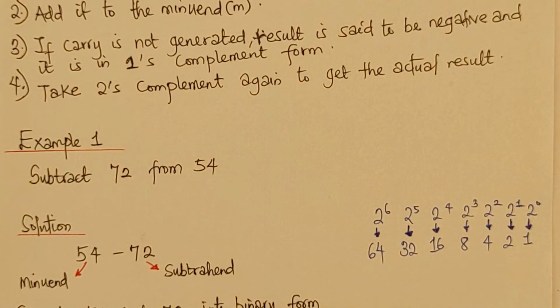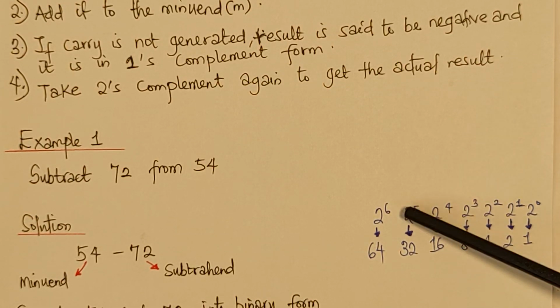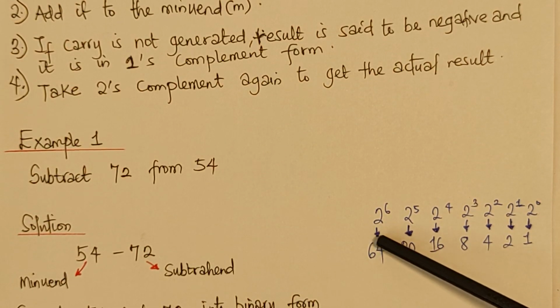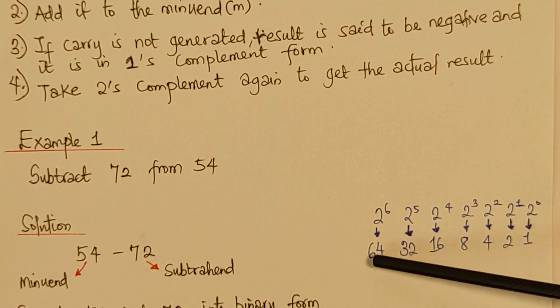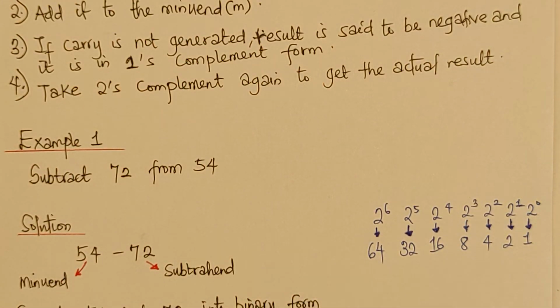Now I need to consider first how many bits will make up 72. So the number of bits that will make up 72 is actually 7 bits. So for that, I'm going to have 2 raised to 0, 2 raised to 1, 2 raised to 2, 2 raised to 3, 2 raised to 4, 2 raised to 5, 2 raised to 6. And when I convert those values, they're going to give me 1, 2, 4, 8, 16, 32, 64 respectively.